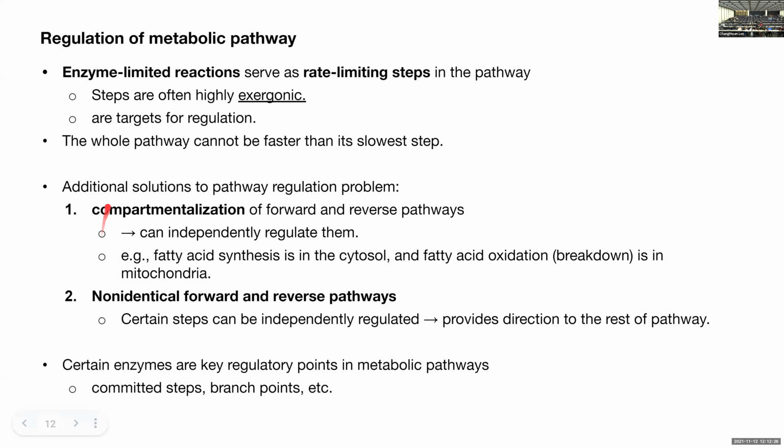And the second method to regulate a metabolic pathway is using non-identical forward and reverse pathways. Of course, they will share the same pathway going back and forth around the equilibrium, but you can also have another way to come back to the initial molecule, where you can use that pathway to further regulate the speed or the equilibrium.